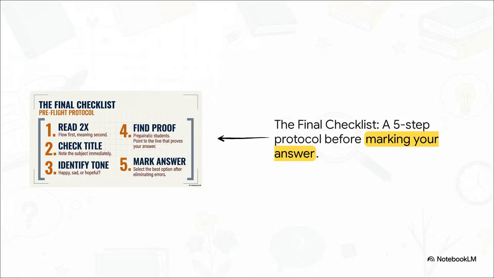All right, before you mark your final answer, I want you to go through this quick 5-step checklist. Ask yourself, 1. Have I read the poem twice? 2. Have I thought about the title? 3. Did I identify the tone? 4. Can I find evidence in the text? And 5. Have I eliminated all the wrong options? Only when you can say yes to all 5 should you mark your answer.